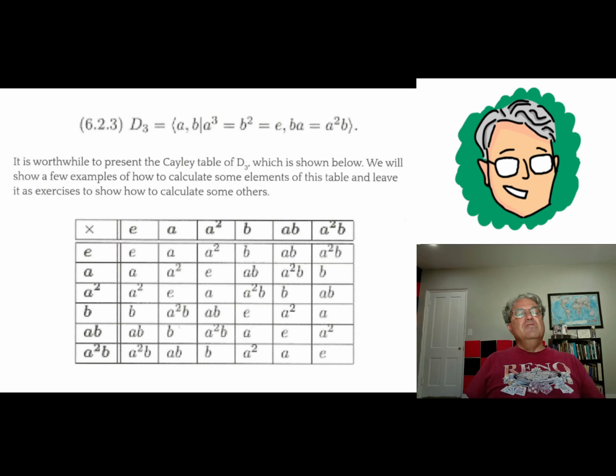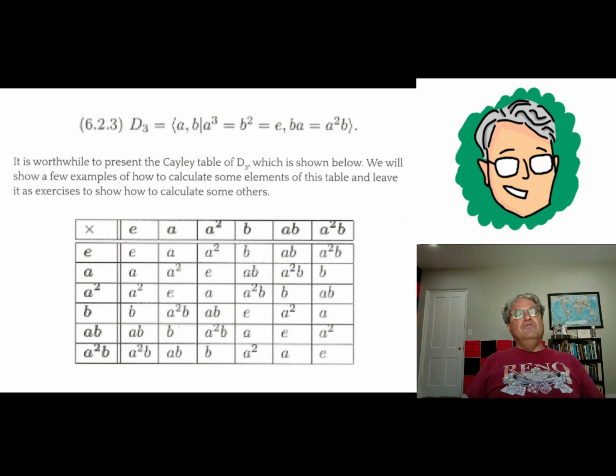Yeah, it's not true. But this is a useful table. If you just look at this table, you can use it to compute BA, for instance. You just look for the row of B in the column of A and see where they intersect, and you see that the element in that entry is A squared B.